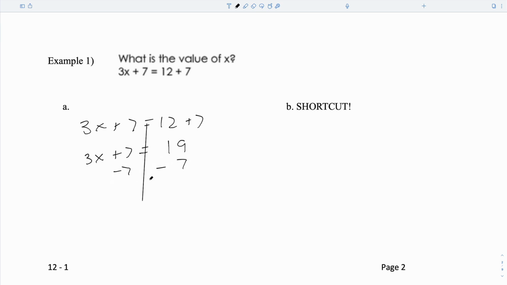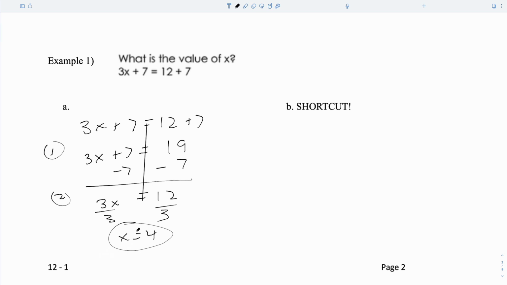First step is to subtract by 7. That's step number 1. You get 3x equals 12. Second step is to divide by 3. You get x equals 4. That's your 2-step process. You guys have been pretty good at solving equations this year.